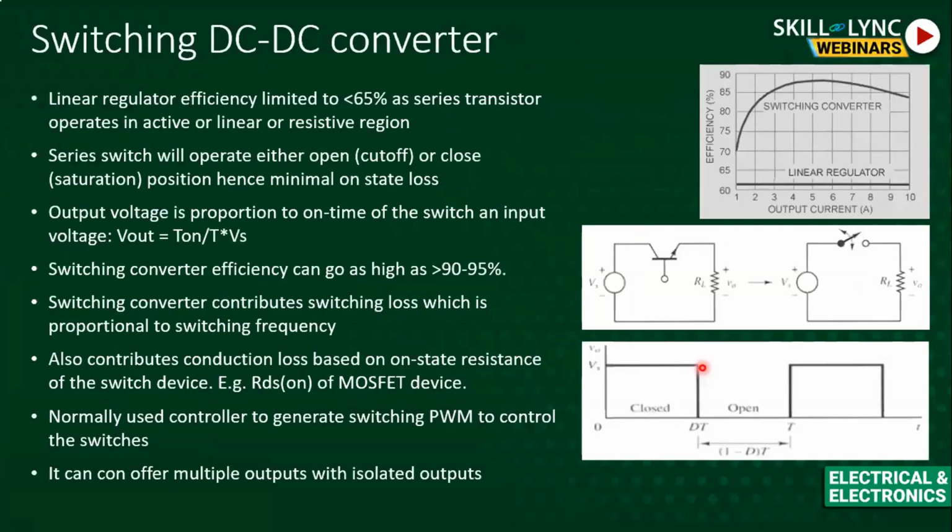Next I come to DC-DC converters, the switching DC-DC converter rather. How this switching DC-DC converter operates is that there is a series switch. It's similar to the linear power supply. The series switch will be connected with a load, but this series switch will operate either in the closed condition or the open condition, like saturation or cutoff region.